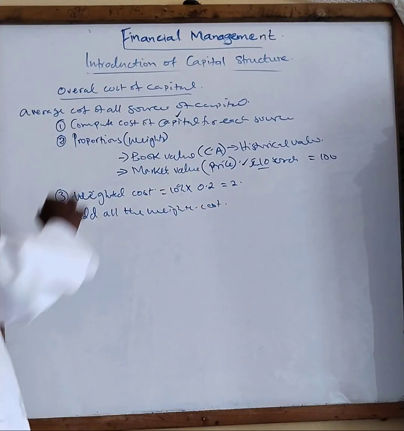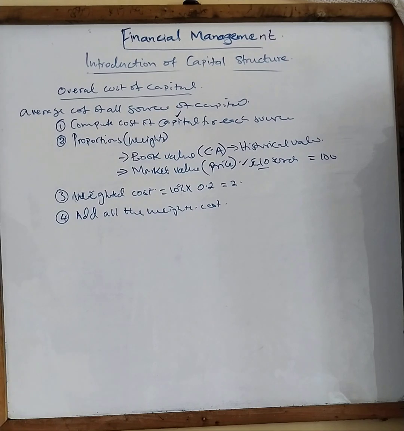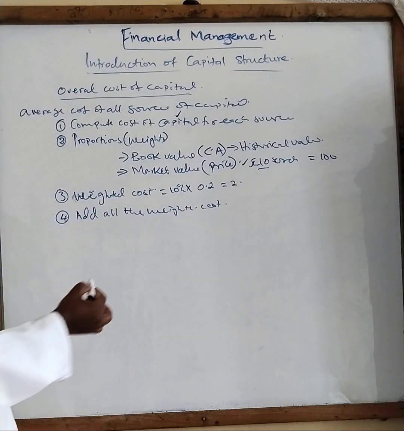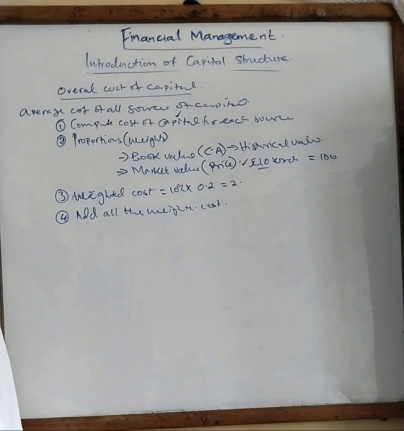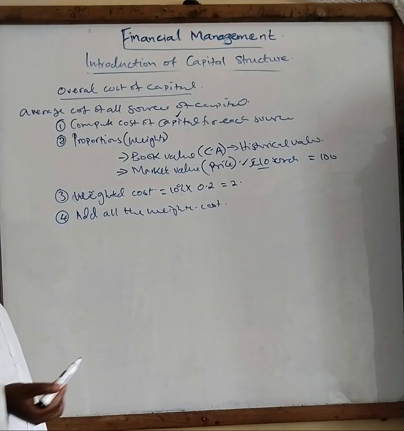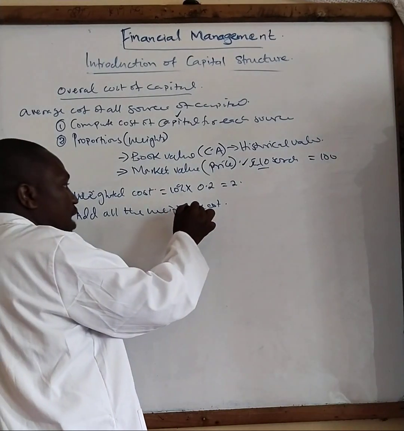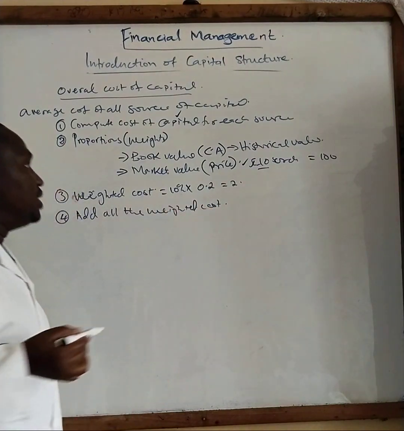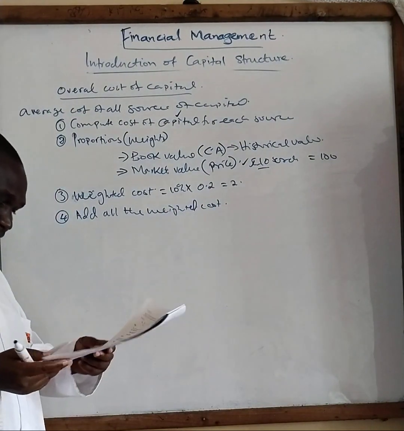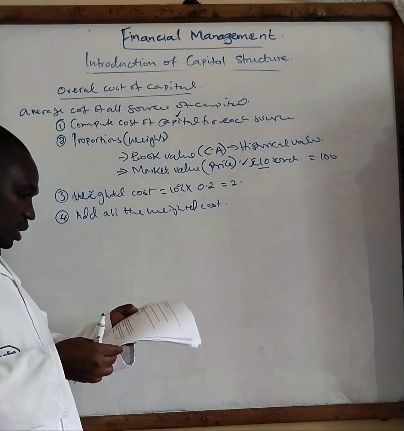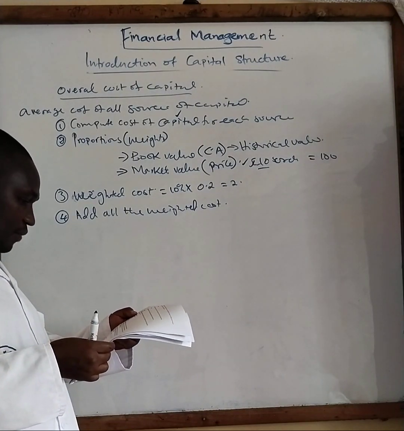So the first step, calculate the cost of each source of capital. Two, calculate the proportions, either using the book value or market value. Three, calculate the weighted cost. Number four, add all the weighted costs. So let's see an example, class. Example number 5.